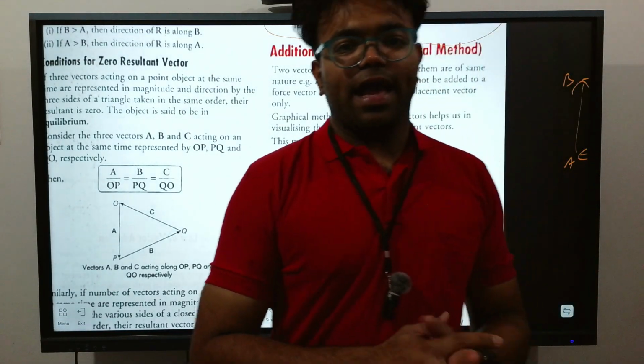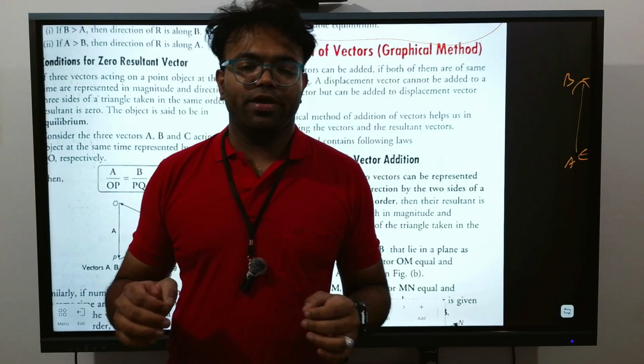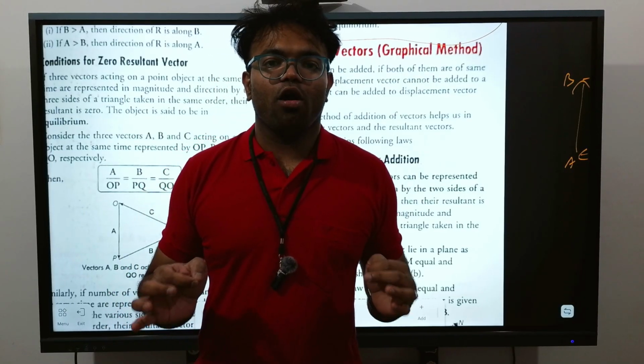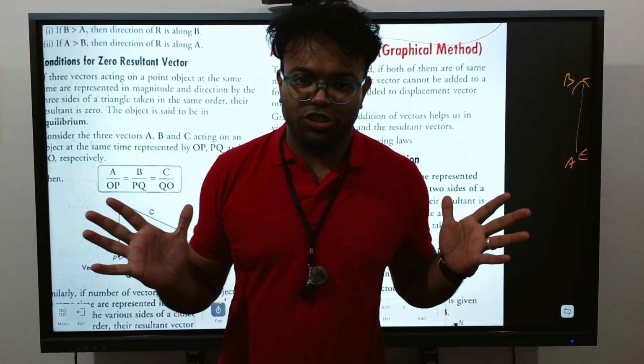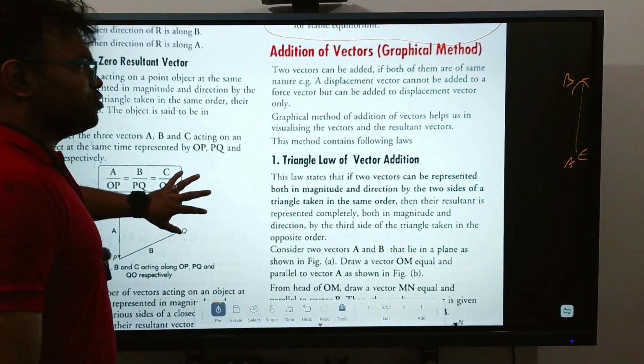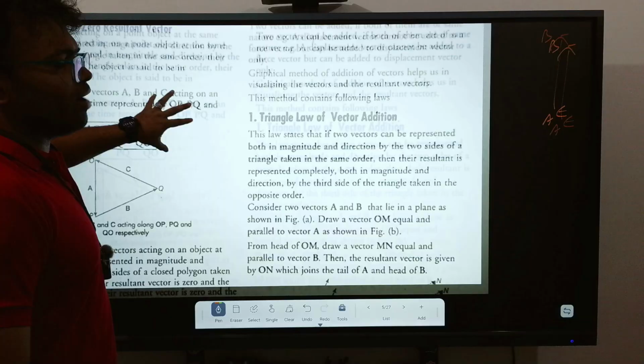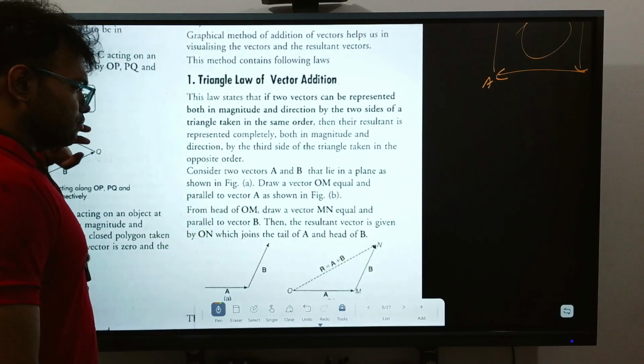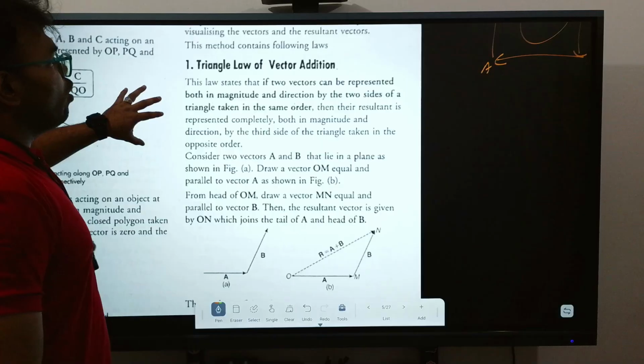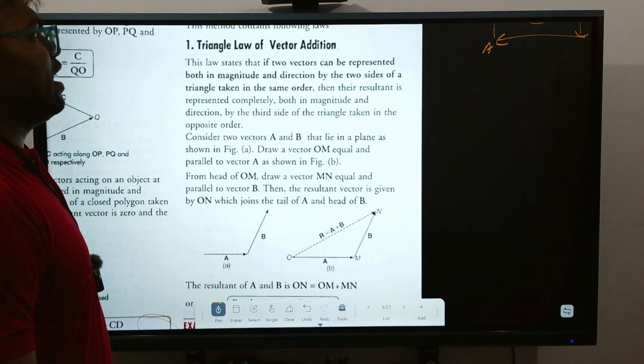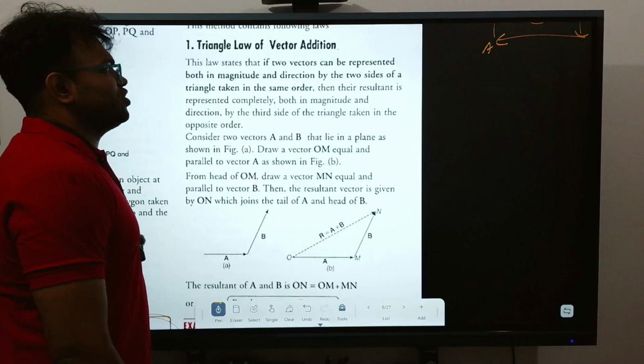Yeah, so I'm back, and now we are going to start with the triangular law and the parallelogram law of addition. So, what are these two laws? What do these two laws represent, and why are they useful to us? So, what does the triangular law of vector addition tell us?